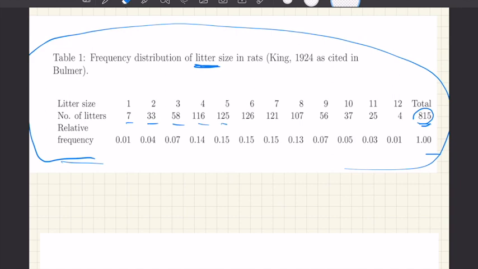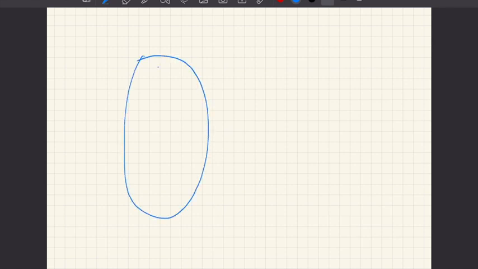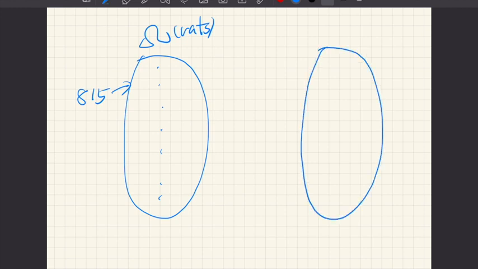So we can consider these two sets. The set of rats. Actually, there are 815 rats in this set. Okay. And on the other hand, we can consider a subset of real numbers, which is integer from 1 to 12.